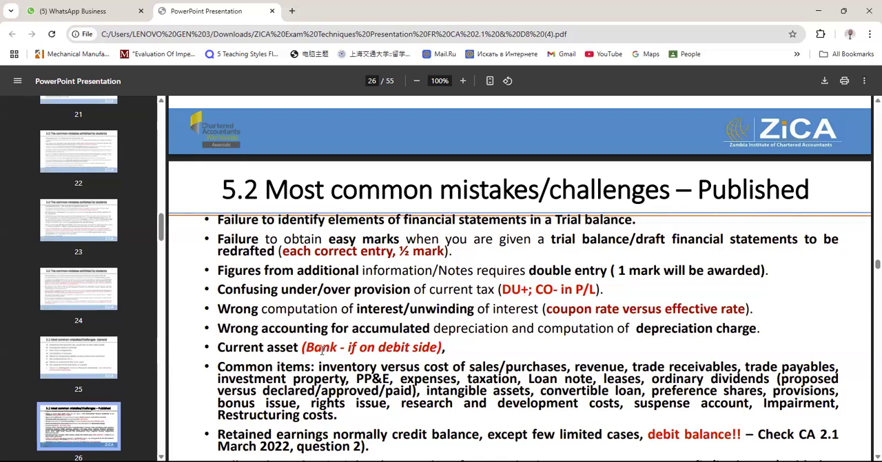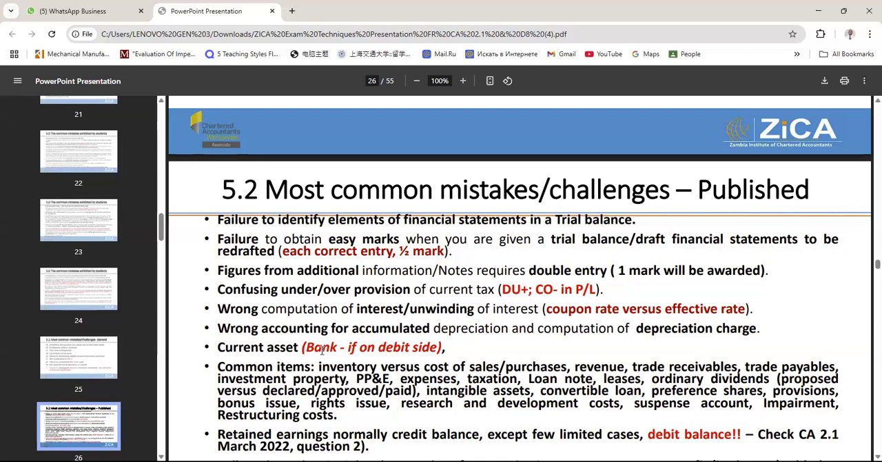Some of you remember after the exam. If they will be published accounts and they will give a trial balance, I'm not giving a leakage, but I know there will be a bank. So if it is on the debit side, present it under current assets. If it is on the credit side, present it under liabilities. Then of course they will give you inventory. Now take note, in the trial balance, if they give you cost of sales, it means I've already done opening plus purchases minus closing inventory. So what will be in the trial balance is the closing inventory.